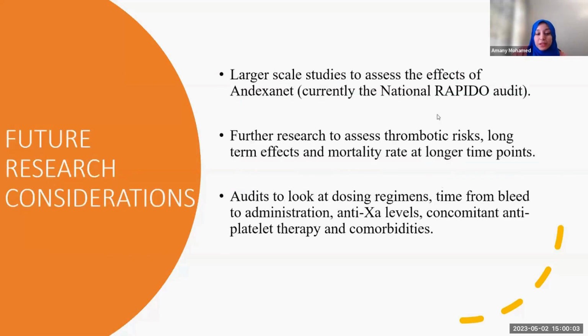And the future research considerations: larger scale studies to assess the effects of Andexanet, which is currently the National Rapido audit; further research to assess the thrombotic risks, the long-term effects and mortality rate; and also maybe audits to look at dosing regimens, time from bleeding to administration of the Andexanet, the anti-10A levels, and the concomitant antiplatelet therapy and other comorbidities.